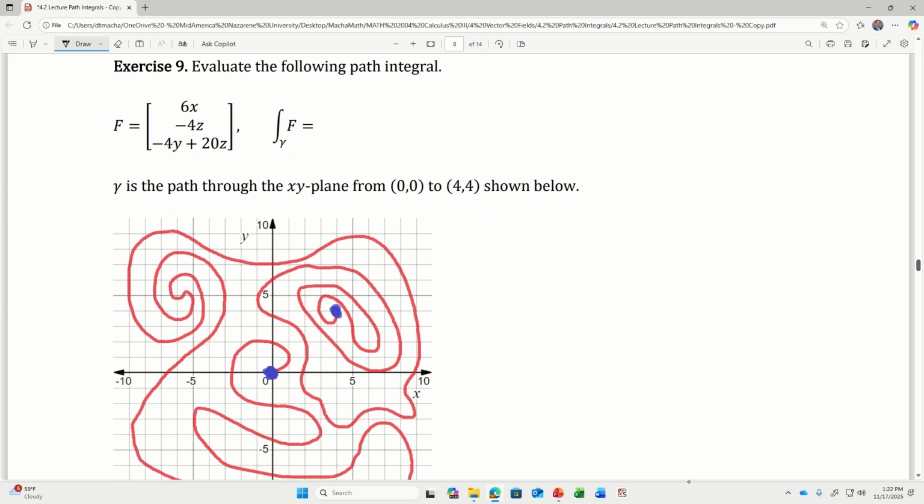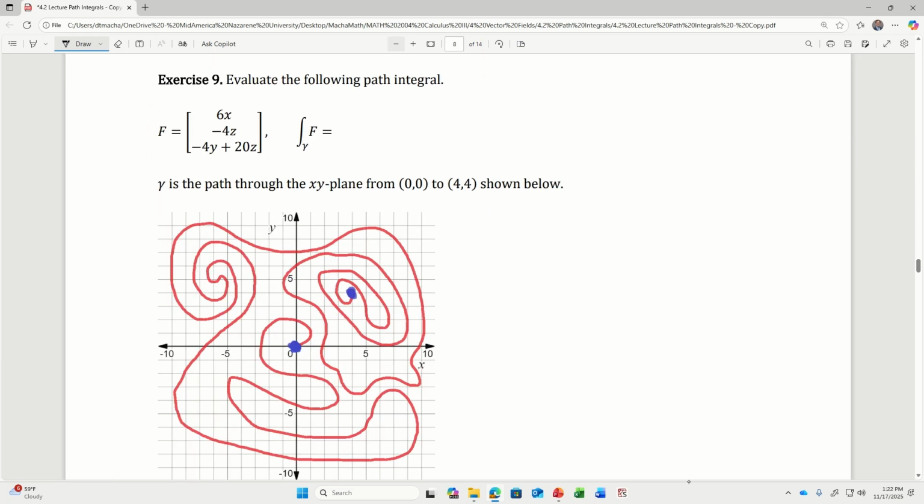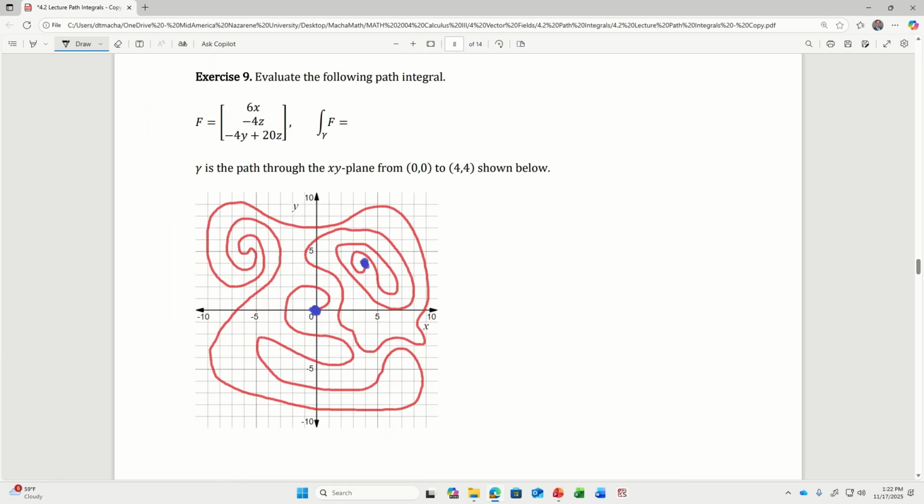Evaluate the following path integral. So you got a vector field. We're taking the path integral over the vector field. And gamma is the path through the xy plane from 0, 0 to 4, 4 shown below. You guys got that?